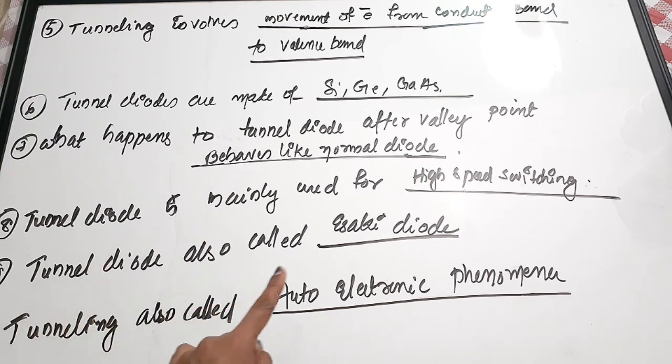Ninth question: a tunnel diode is also called dash. It was invented by Esaki, so its other name is Esaki diode. Tenth and last question: tunneling is also called dash. This tunneling is a quantum mechanical process, and it is also called autoelectronic phenomena. So these are the 10 questions which I have included in this video.